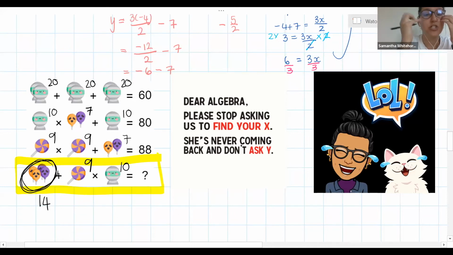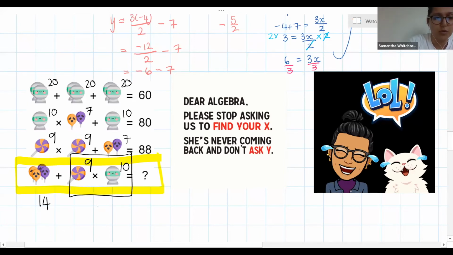Now, which operation do we do first? The plus or the times? Multiplication, which is 9 times 10. What is 9 times 10? 90. Good. And then 90 plus 14? 104. Excellent. Well done.